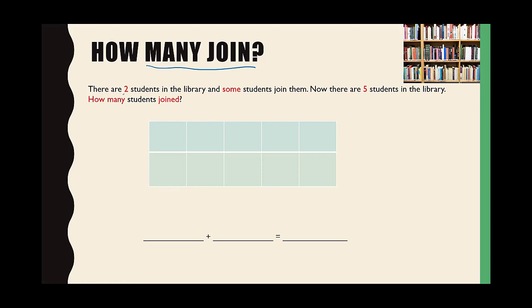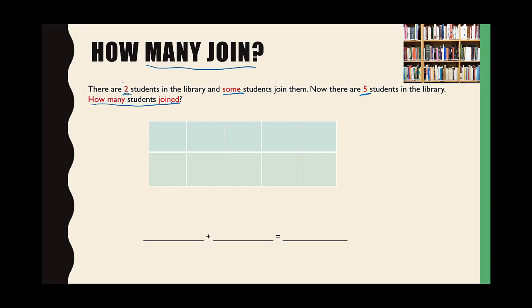It says there are 2 students in the library, and some students join them. We don't know how many join them because it just says some. It doesn't give us a number. It says now there are 5 students in the library. So how many students joined? This is what we're going to try to figure out.